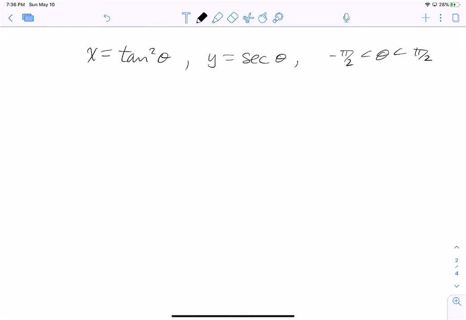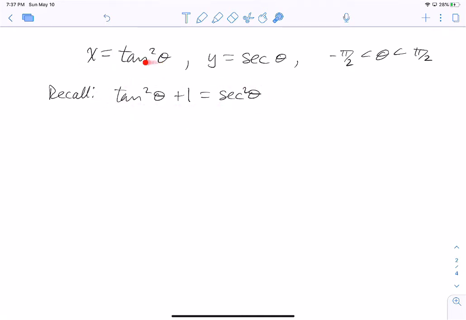For this, it would be useful to recall that the tangent squared of theta plus 1 is equal to the secant squared of theta. Up till now, what we did was we've just solved for the parameter, and then we were able to do things algebraically pretty straightforwardly. Here, though, we're using a Pythagorean identity.